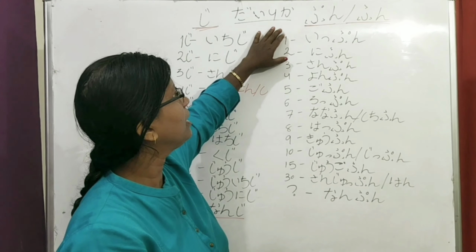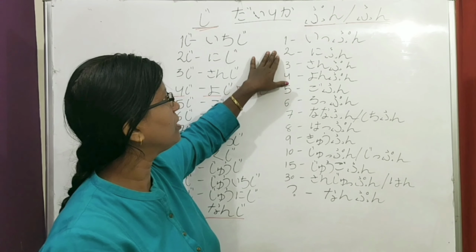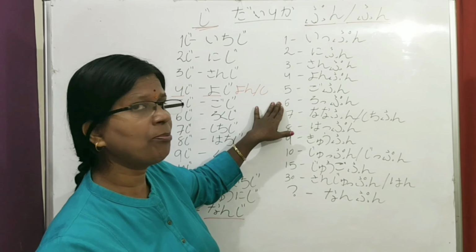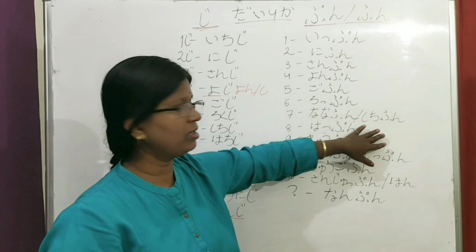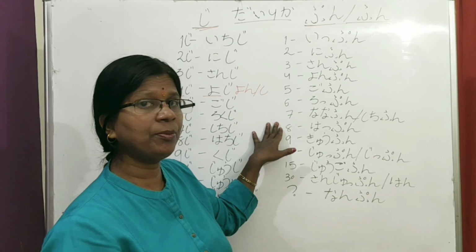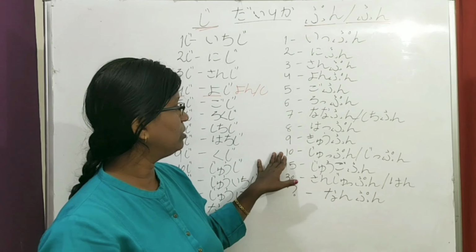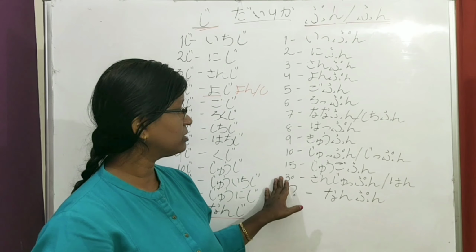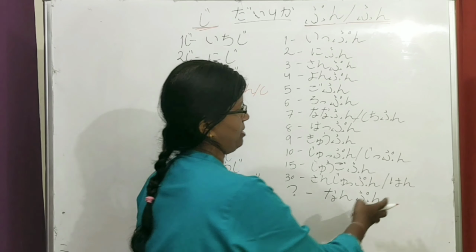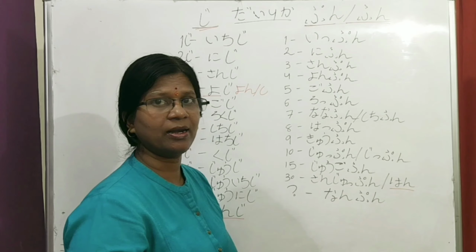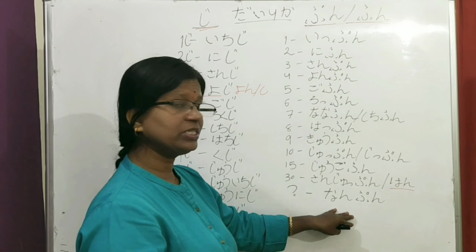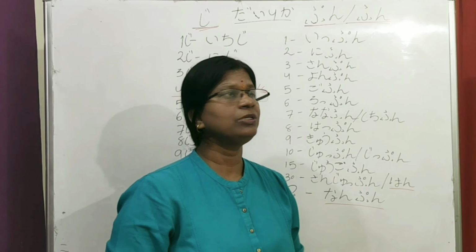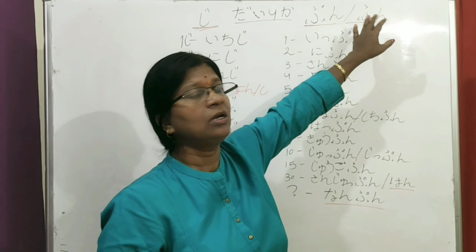Say ippun, nifun, sanpun, yonpun, gofun, roppun, nanafun or shichifun, happun, kyufun, juppun or jippun, jugofun, sanjuppun or han. For the question, nanpun. Okay? In minutes, we use two words, pun and fun.